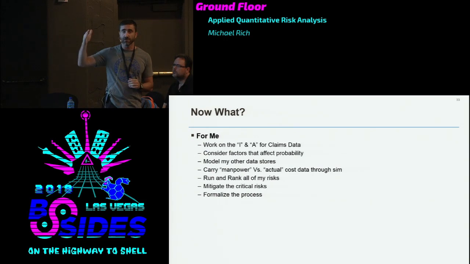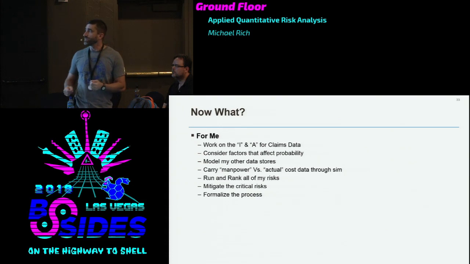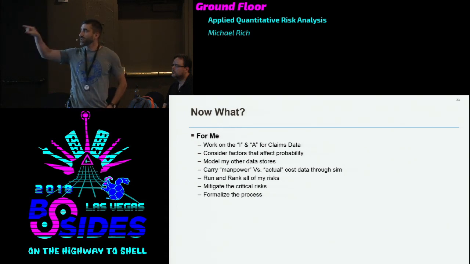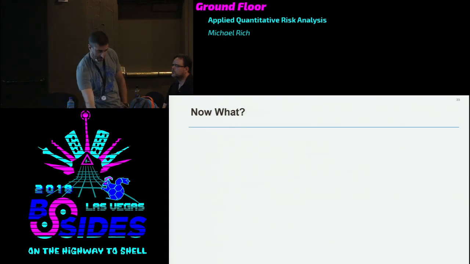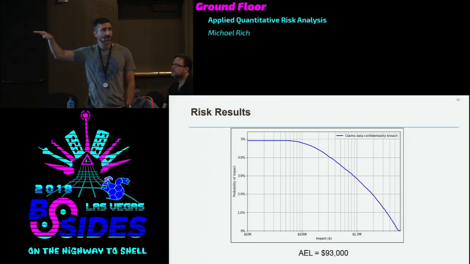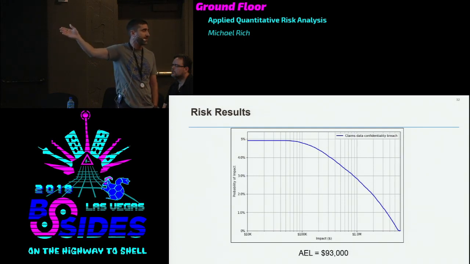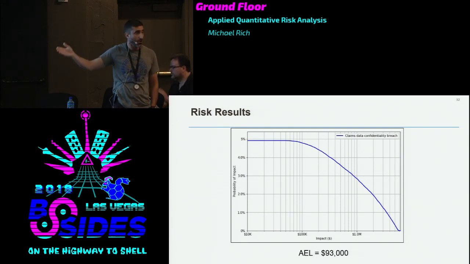I need to consider other factors on the probability. That's important. I need to model my other data stores. I've also got eligibility data and retirement data. I have lots of other information I need to look through. And then the big thing to do: I need to carry my manpower versus actual costs through. If I showed you this slide here, I don't know the makeup of this. When I talked about the qualitative review, is this mostly real cost or mostly cost of opportunity? I don't know because my model doesn't carry that through. So I need to add some hooks in there so I can see that data.